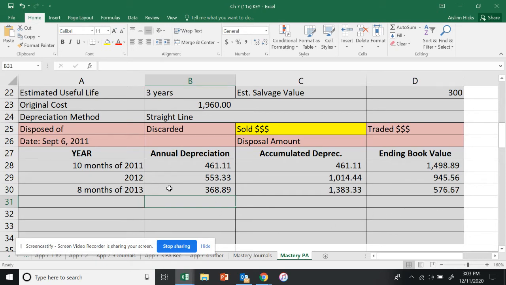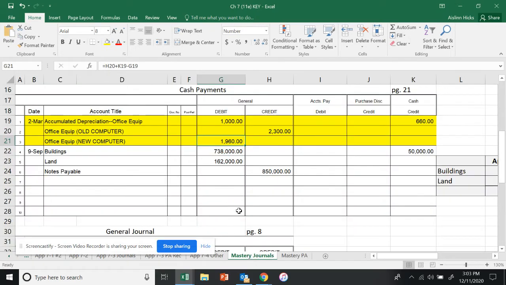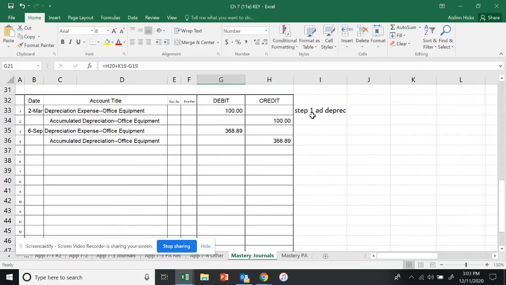So what we're going to have to do for this September 6th transaction is we're going to start by journalizing this 368.89 as additional depreciation. Okay, so that's your step one, additional depreciation. Then we sold it for cash.